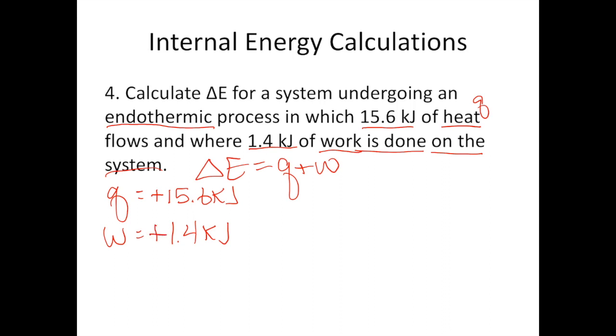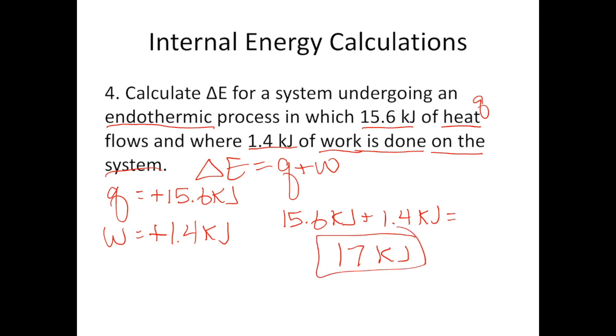So again, positive. In order to do this problem, we just take 15.6 kilojoules plus 1.4 kilojoules, and we get 17 kilojoules. If one of these was in joules and one of them was in kilojoules, we would need to convert to one or the other. But since they both have the same units, we're good, and we just add and we're done.